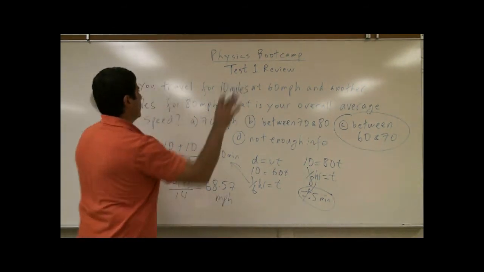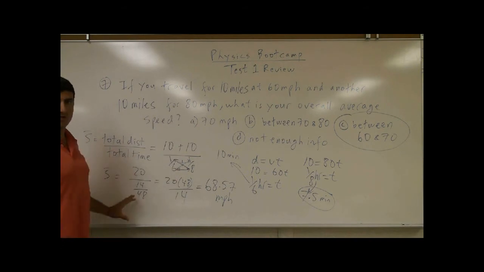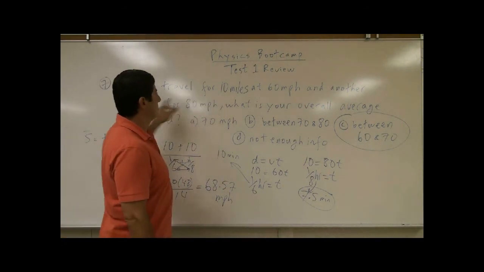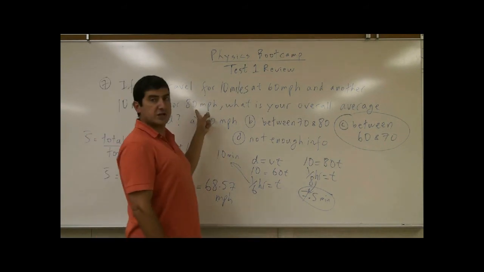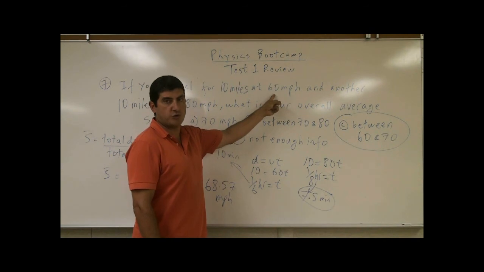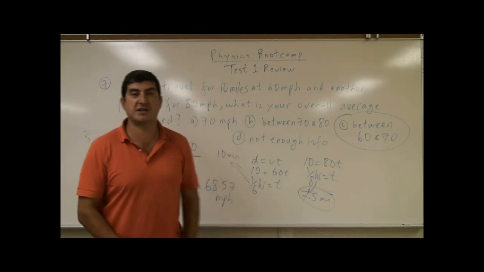Okay? So now if I see a problem like this, I don't even have to do this, right? I can just see it and say, okay, same distance. At the quicker speed, I'm going to travel less time. My answer is going to be closer to the smaller speed. So you can do it quickly now.